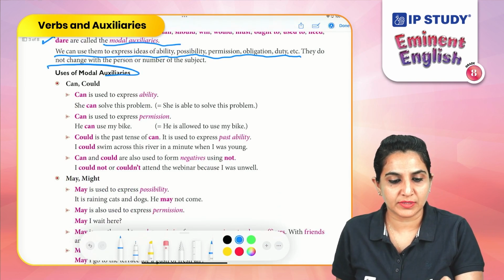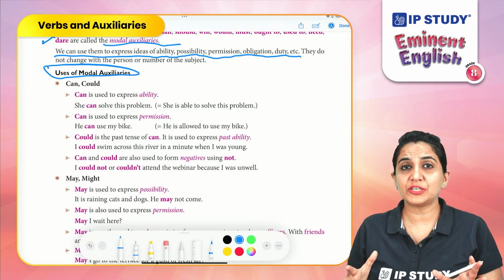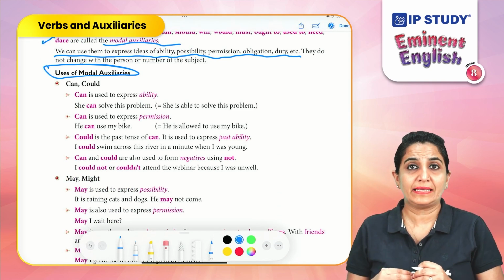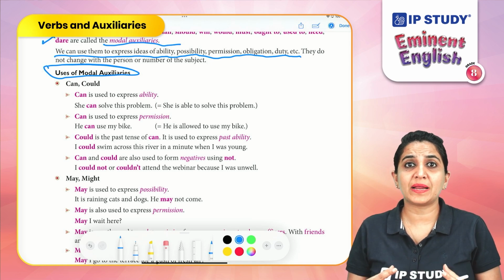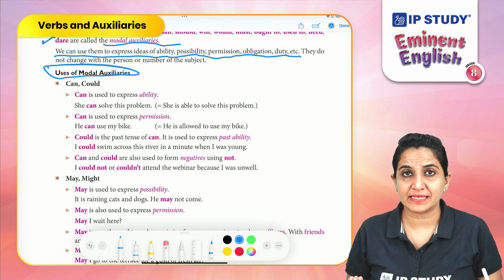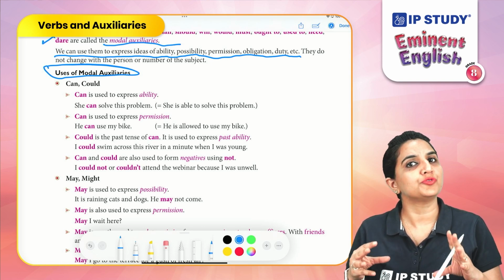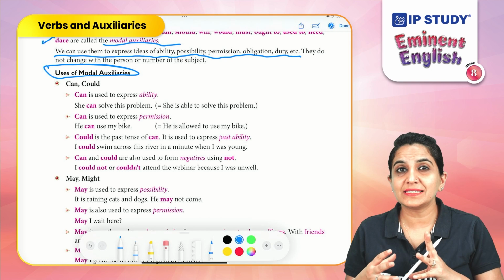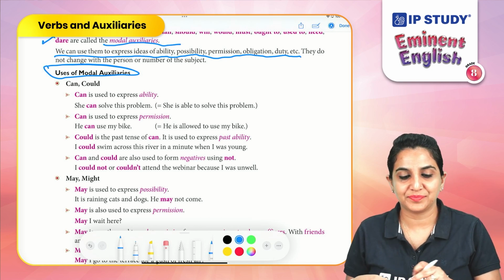Uses of modal auxiliaries. So you really need to know which modal auxiliary we use to express a certain kind of mood. It really depends on what you are trying to say in the sentence. Accordingly, you choose your modal auxiliaries. Let us understand each of them in detail.